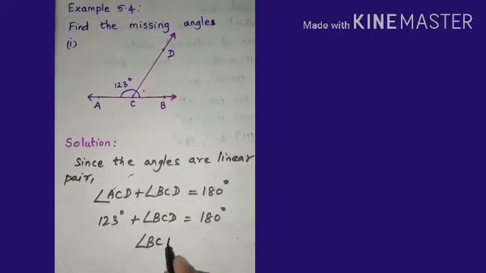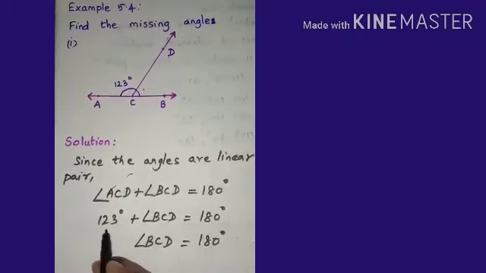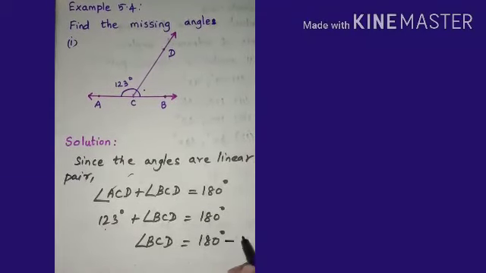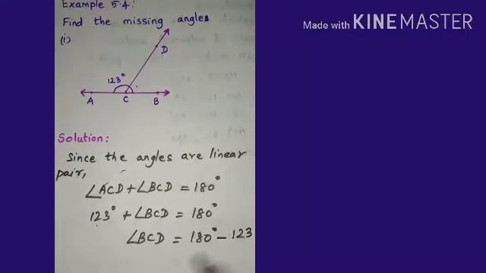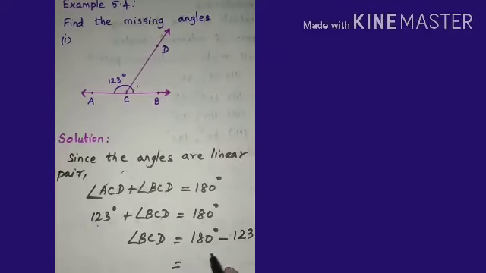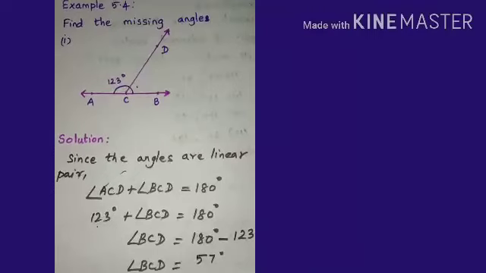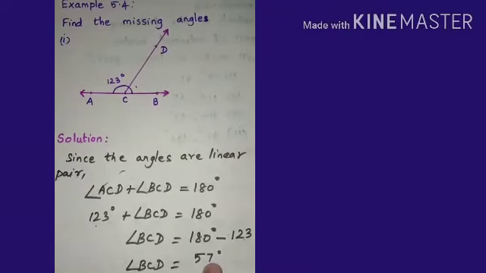Now angle BCD is equal to 180 degree. When 123 goes to the other side, it becomes minus 123 degree. So 180 degree minus 123 is 57. So the missing angle is 57 degree.